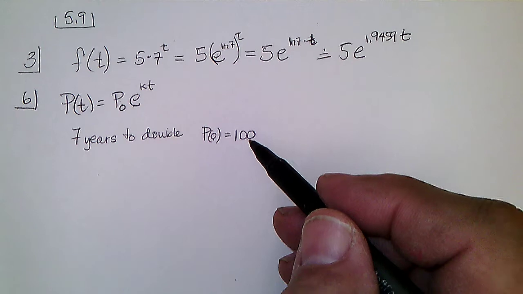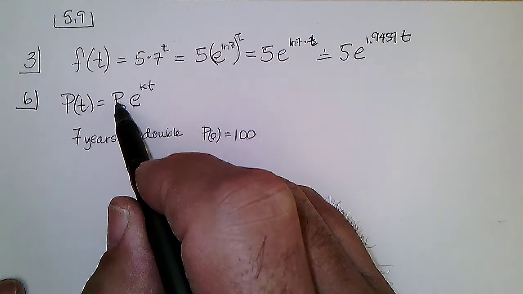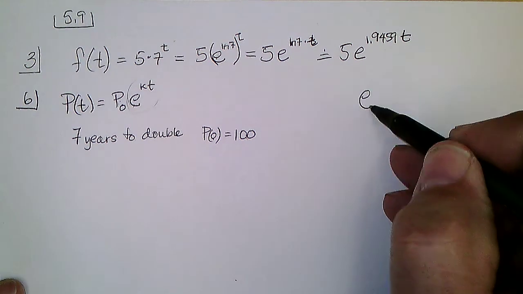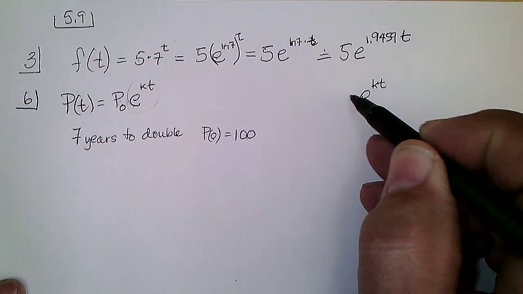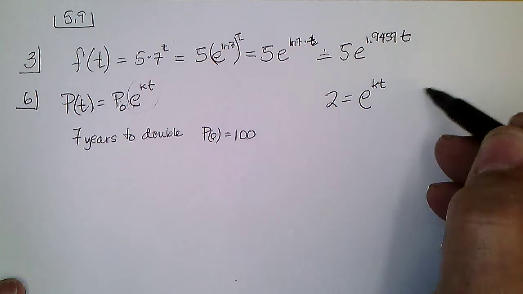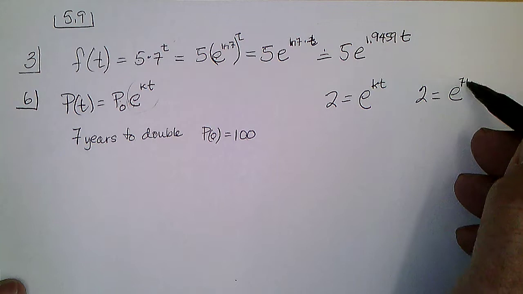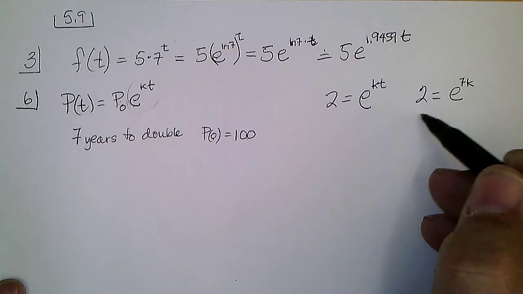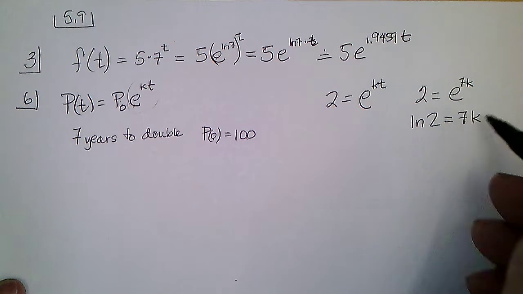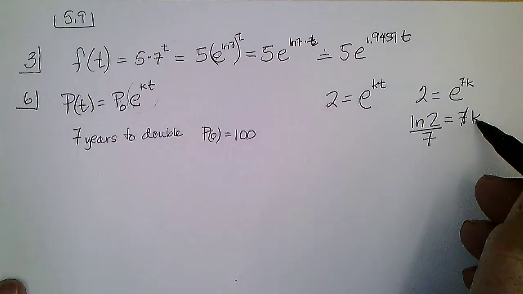That's 100, but that's not important for figuring out the k, which takes 7 years to double. Now, they give you another way to do this, but I'm going to show you this way. If this is going to double, this has to be 2. So e to the kt has to be 2 for the doubling time, and they said that was 7 years, so 2 equals e to the 7k. Taking the natural log of both sides, we get ln 2 equals 7k, and so the constant k is ln 2 divided by 7 years.